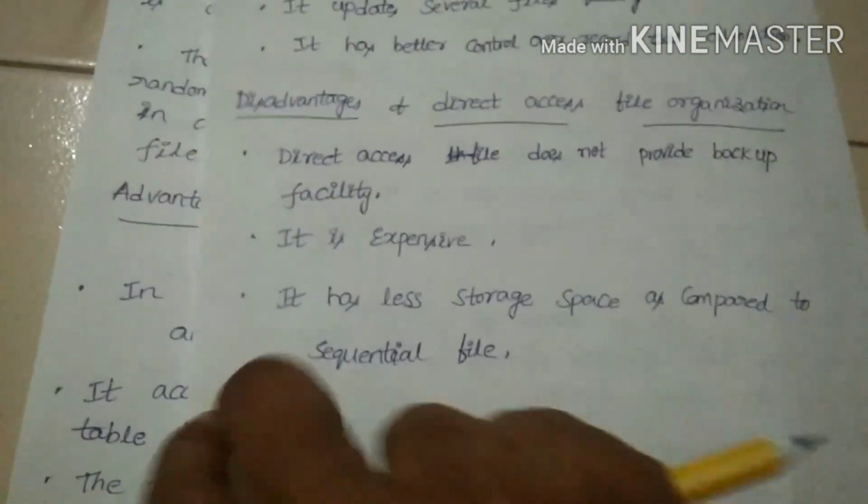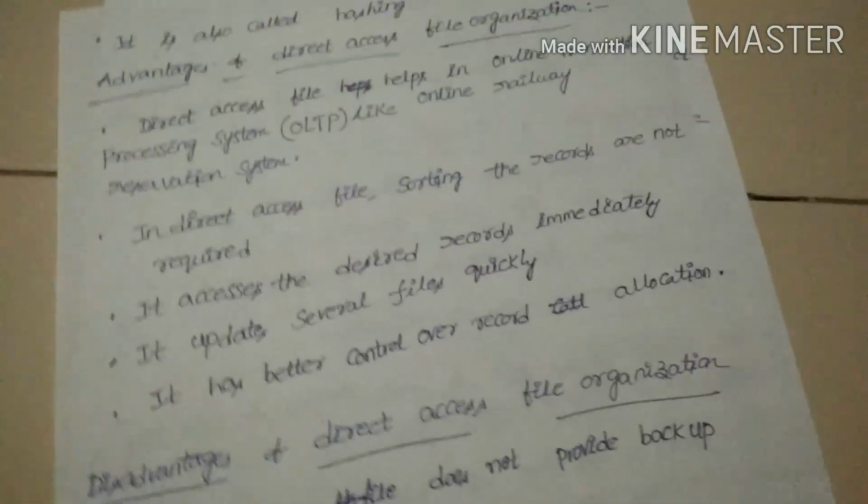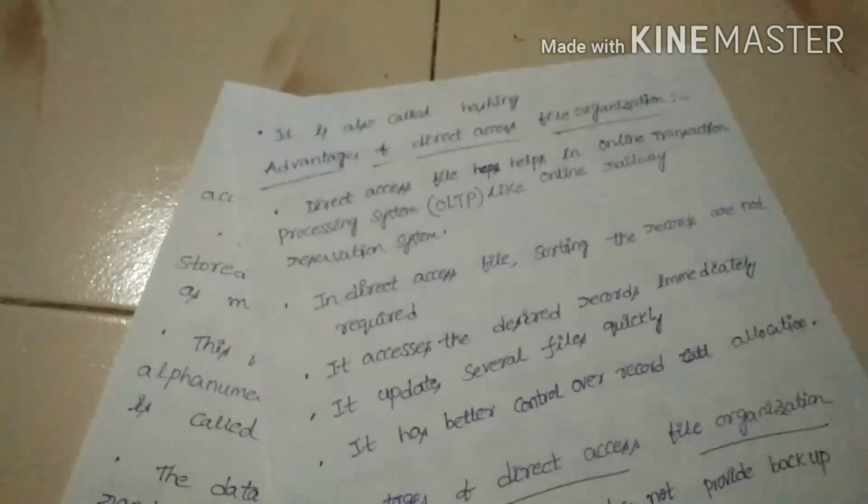Next, it is also called hashing. This is called direct access file organization.